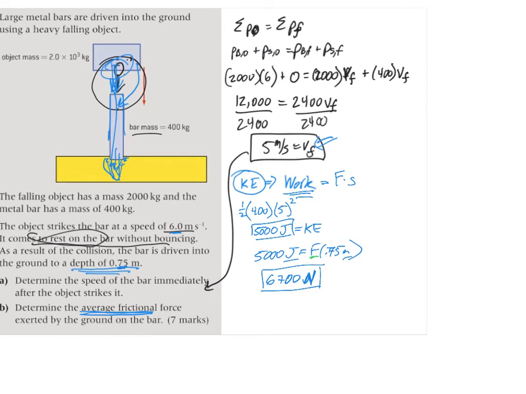Now, I do want to show you how we could do this in a different way. And you may have guessed, we could have used SUVAT. Now, we're okay with using SUVAT because it asks us for the average frictional force. If we're looking for an average frictional force, we're looking for an average acceleration. And so, therefore, we could use SUVAT. They give us a displacement. The displacement is 0.75 meters.